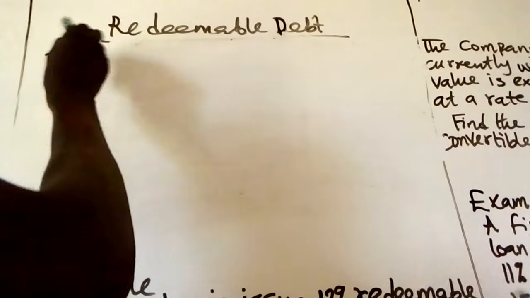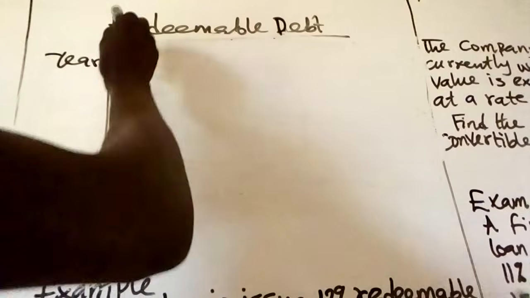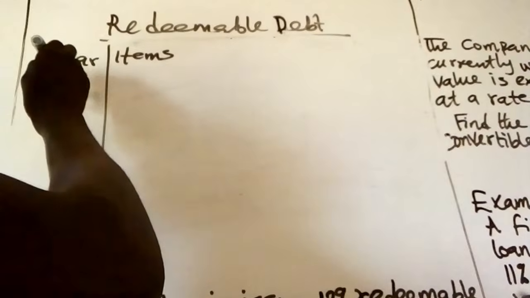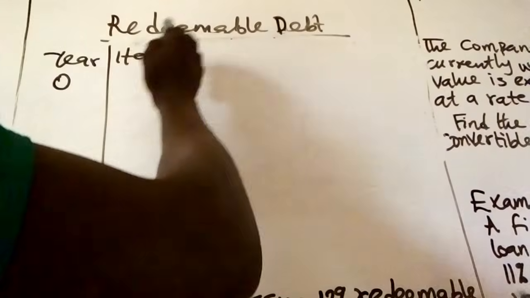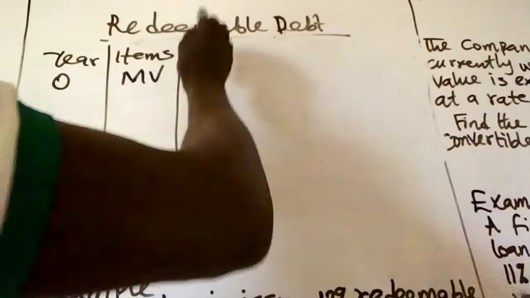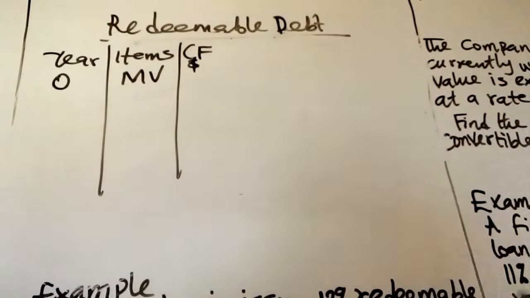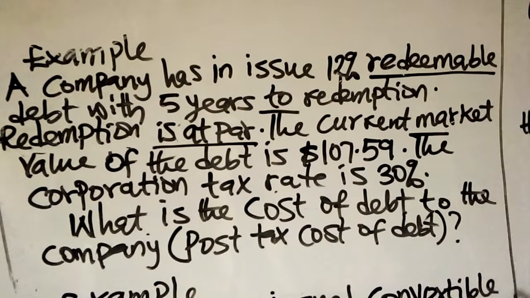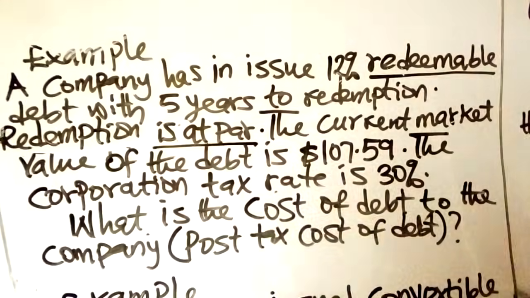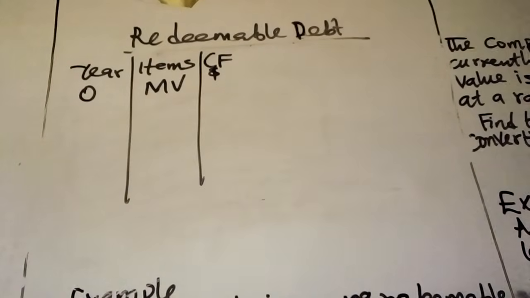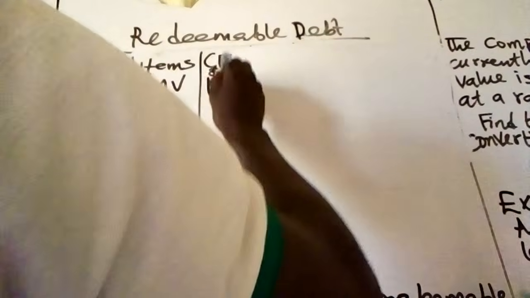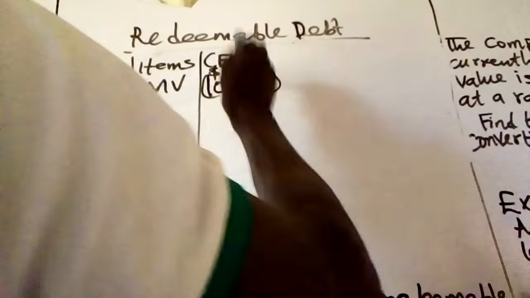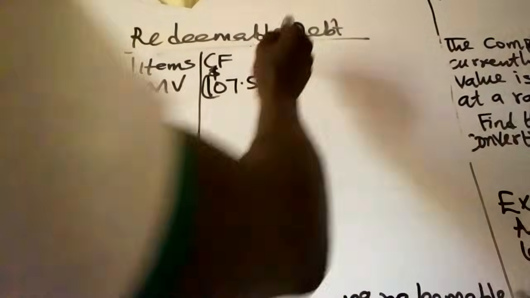So, we have year, then we have items. You have year 0. I've told you that for year 0, you are going to use the market value. Then you have the cash flows. The market value of the redeemable debt is given to be 107.59. That is the market value, 107.59 in year 0 as an outflow.